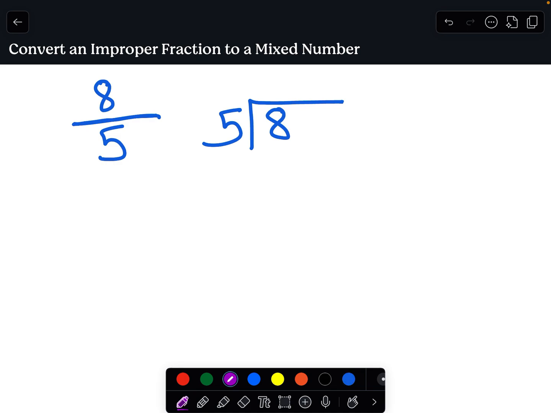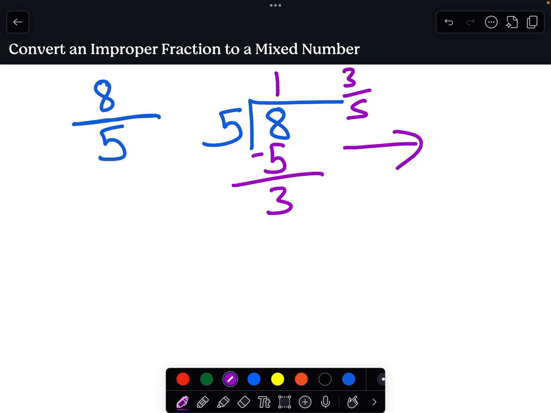Now, let's solve. 5 goes into 8 one time. 5 times 1 is 5, and now I have a remainder of 3. Now, remember, this 3 is actually out of 5. It's 3/5. So, my answer is 1 3/5.